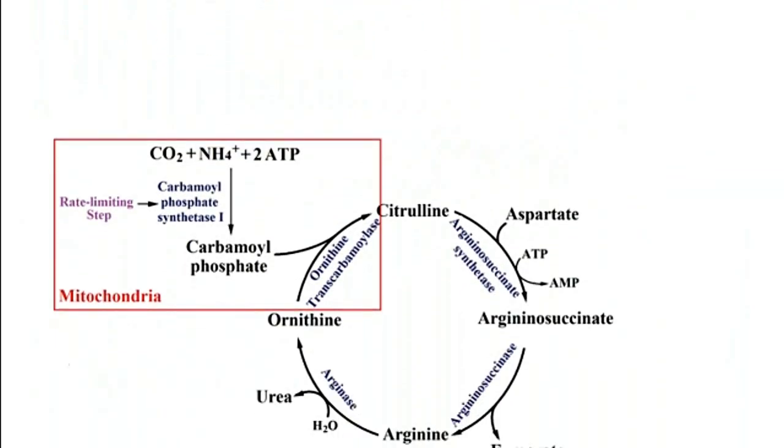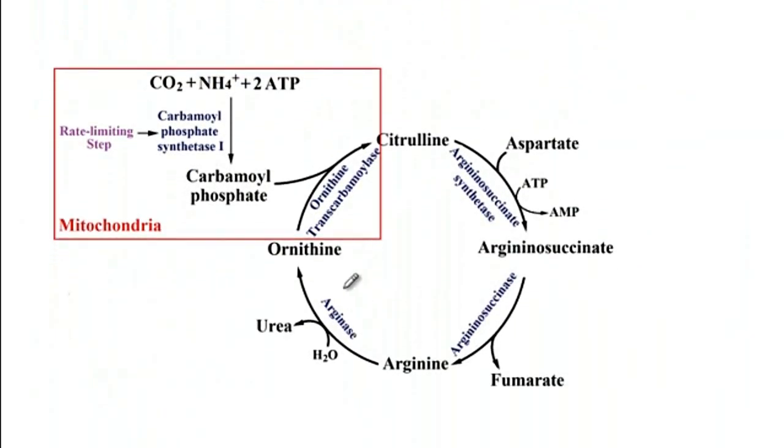So now we can move on to the last topic, which is the urea cycle. And so here you can see that two of these reactions, the carbamoyl phosphate synthetase 1, which is also the rate limiting step of the urea cycle, takes place inside the mitochondria, and then ornithine transcarbamylase is also another reaction that takes place in the mitochondria. And then the rest of these enzymes are all in the cytoplasm.